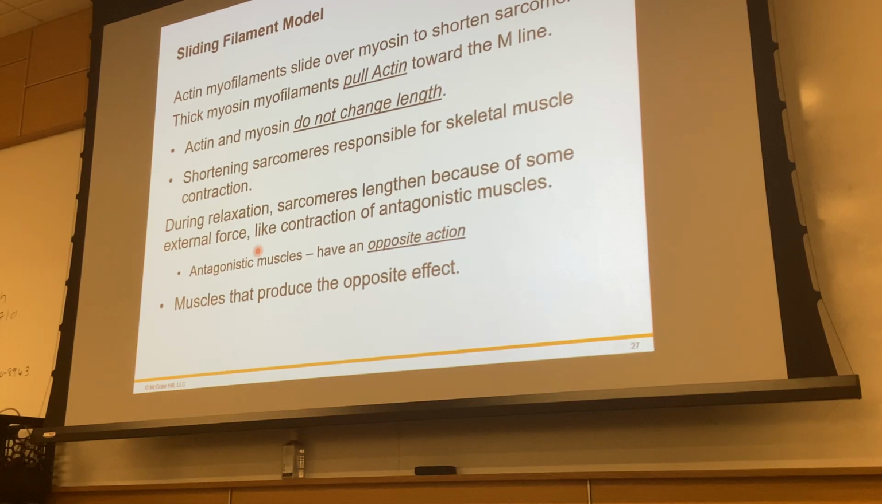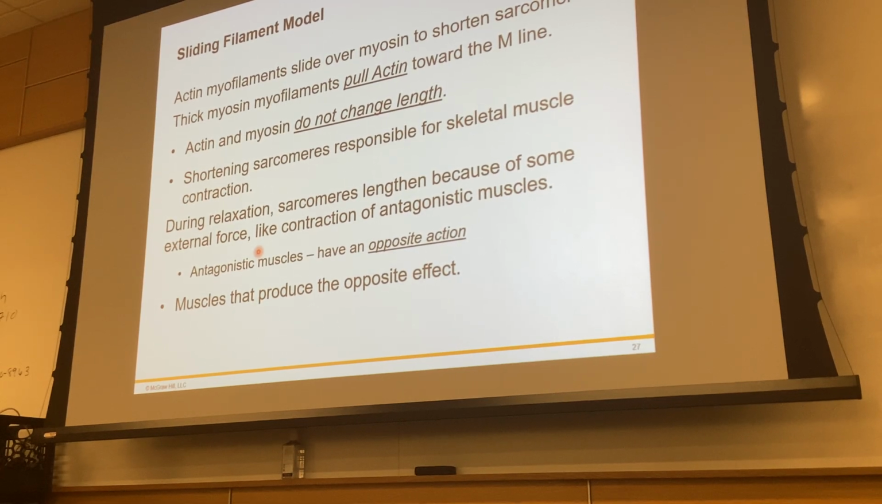And that's the basics there. Now once the sarcomere shortens, how does it lengthen? Right? The way that it lengthens is something has to pull on it. So what pulls on it typically? Muscles that are opposite to one another. So where do you find muscles that are opposite?